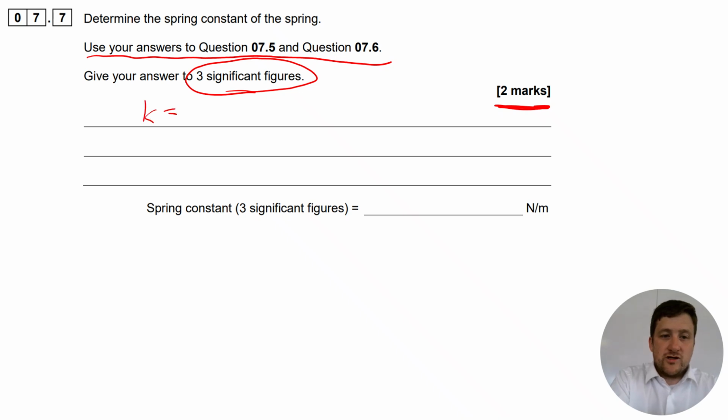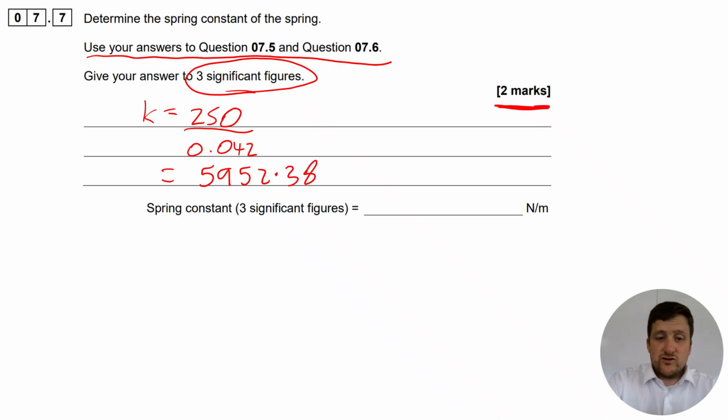So we substitute in our values. k equals 250 divided by 0.042. Those are the 2 numbers we've already come out with. And our answer for this is 5952.38. Okay, but they've asked us for 3 significant figures, so we need to draw a line and decide whether we're going to round it up. We're going to draw a line there, and because the 2 is smaller than 5, we're not going to round it up. So we're going to end up with 5,950 newton meters, and that's our second mark.